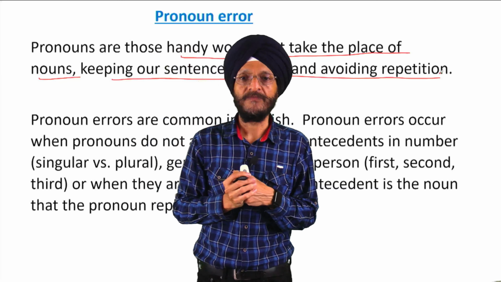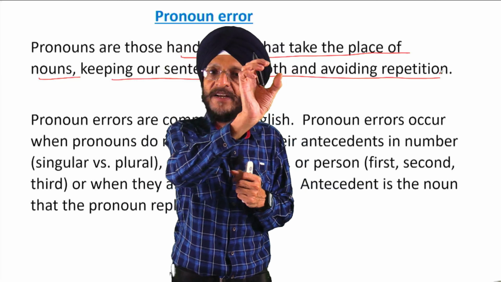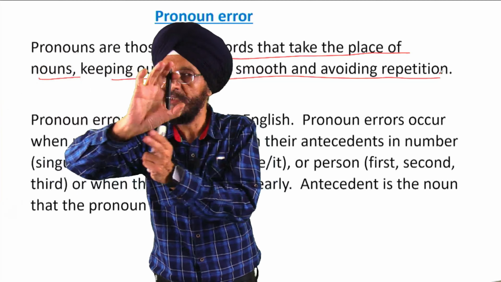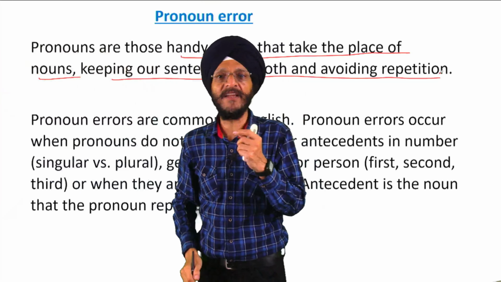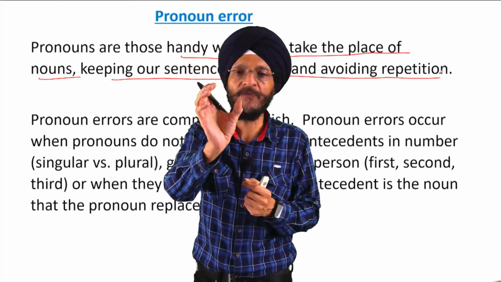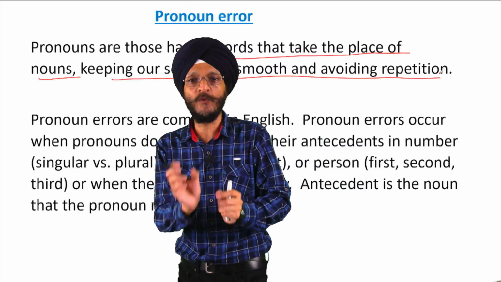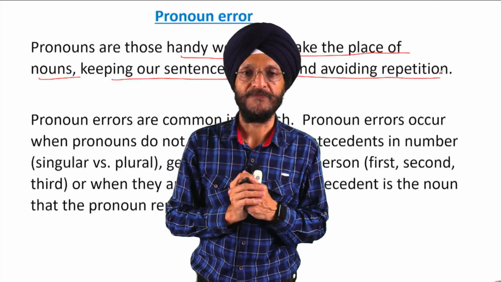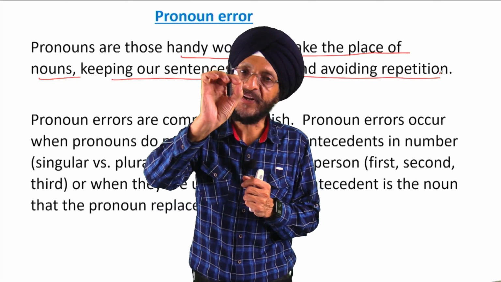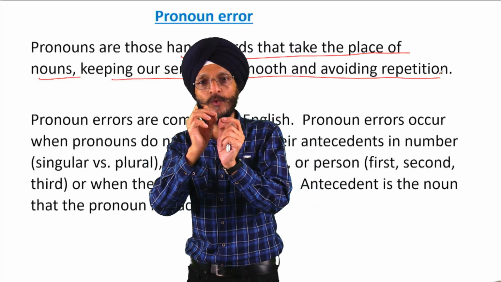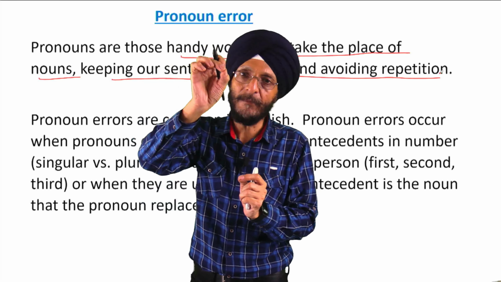Suppose you have been asked to write an essay on Abraham Lincoln, and you are to write in 10 lines. In the first line, you will write Abraham Lincoln was born in this country. In every line, you will not make use of the word Abraham Lincoln. In place of Abraham Lincoln, you will use the word he. So he is a pronoun. The word he has been used in place of Abraham Lincoln.